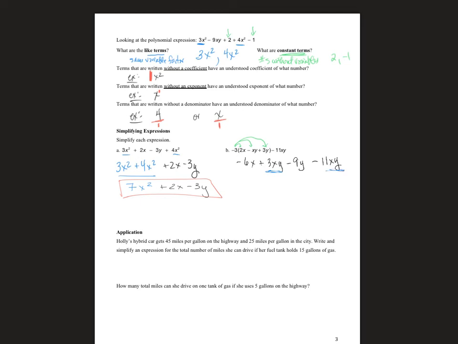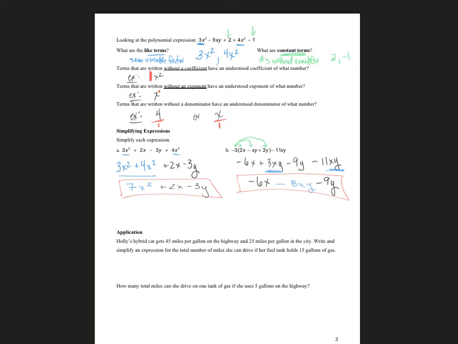Well, these two terms are like. So I'm going to go ahead and combine those. Again, if you want to rewrite it first, you can. If you want to go ahead and combine them as you go, you may. So if I have 3xy and I take away 11xy, that's going to give me minus 8xy. And of course, don't forget you have this minus 9y. Now, are there any other like terms? No, so I'm done. Now, let's go ahead and take a look at an application.